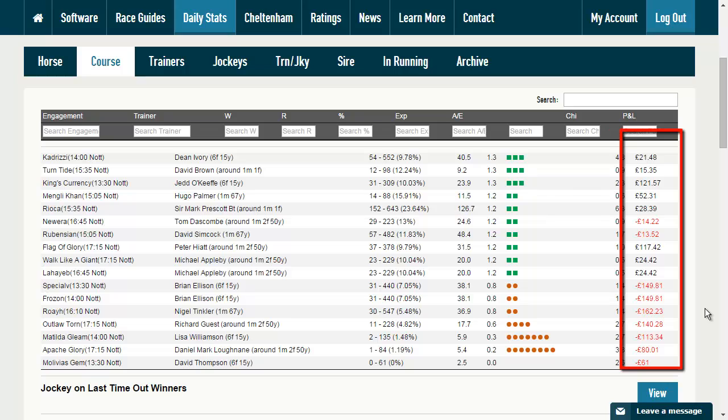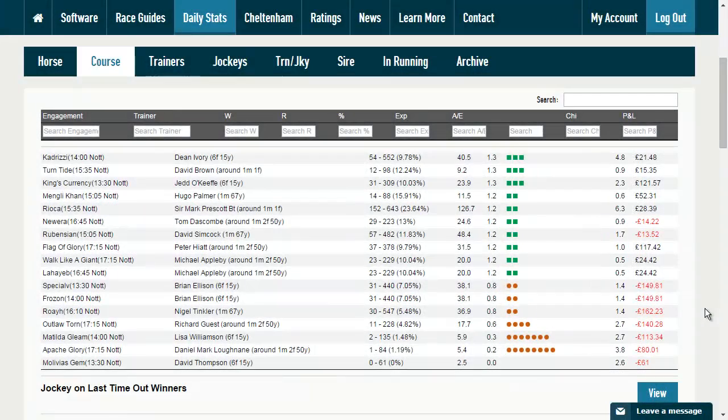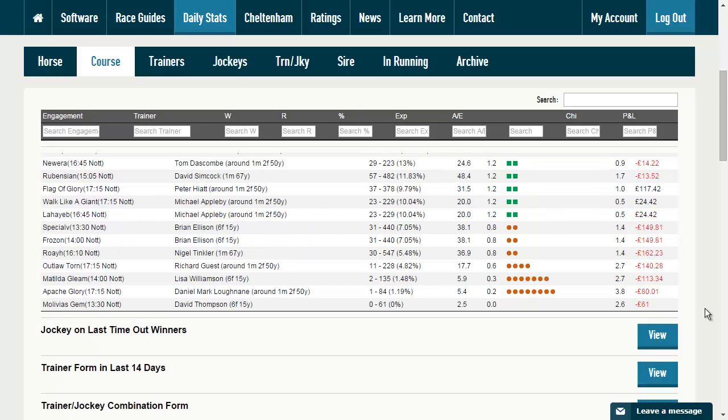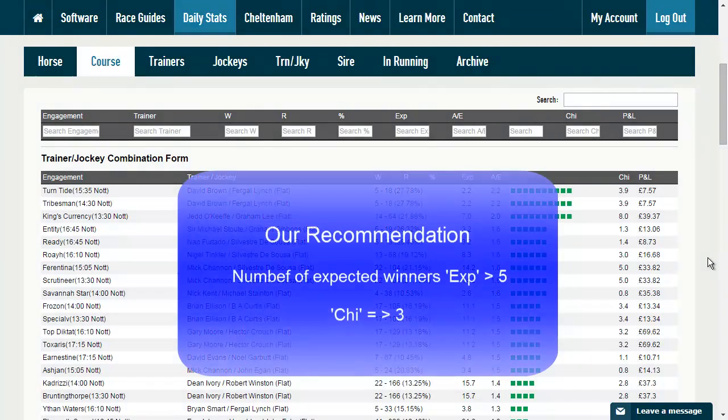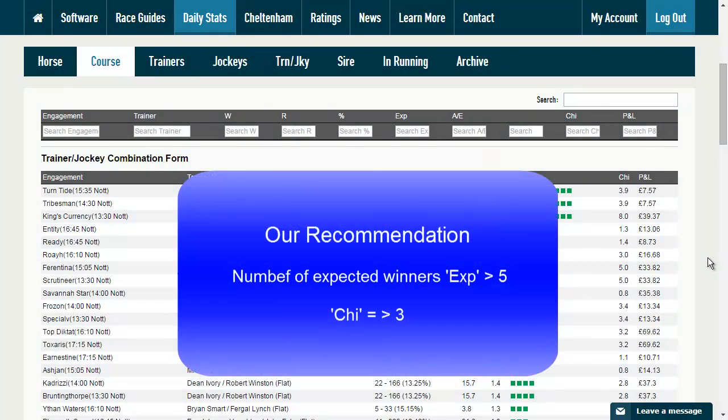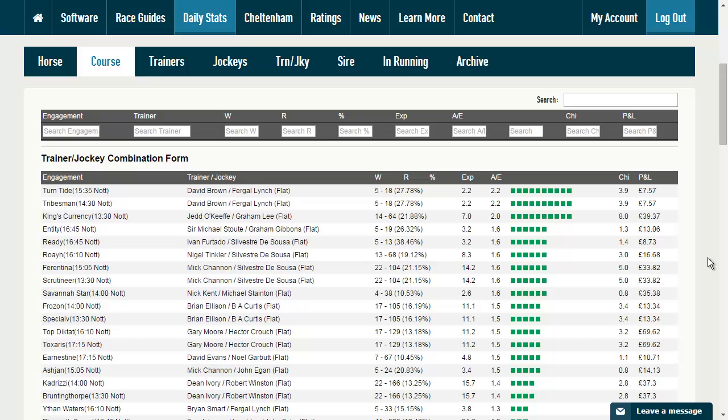This column indicates the profit and loss of the statistic to a £1 stake at starting prices. This column, the Chi Index, can help to determine if a result is due to chance and provides a kind of test to determine if a statistic is robust enough to produce long-term profits. Our recommendation is to consider stats where the number of expected winners is greater than 5, and the chi figure is equal to or greater than 3. Keeping on the right side of these numbers will mean that you will limit yourself to consider only statistics that are robust.